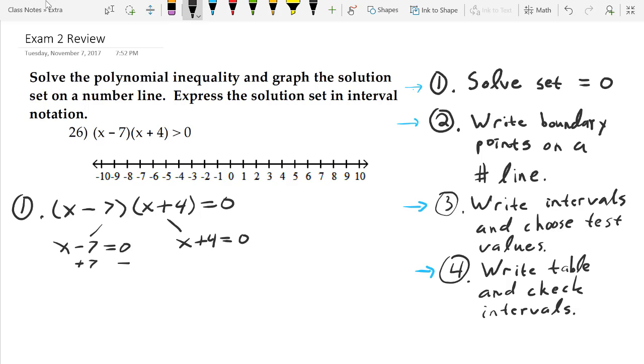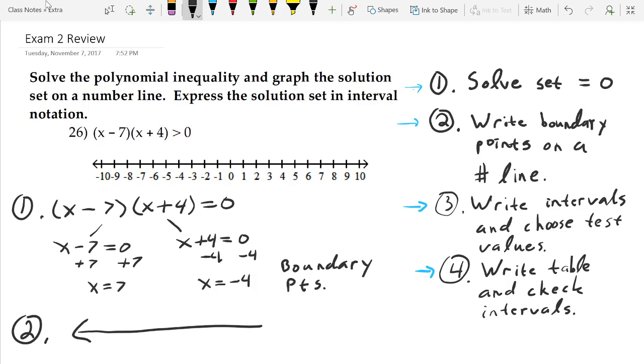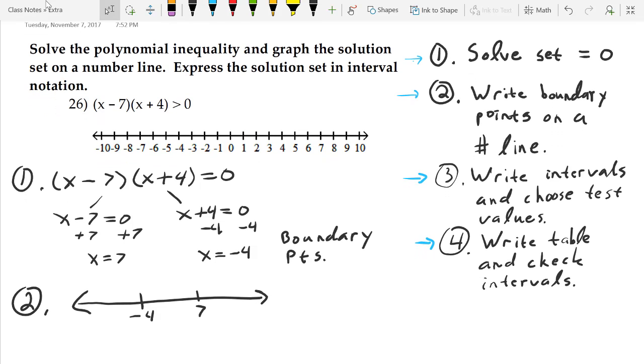Adding 7, we'll have x equal to 7. Subtracting 4, we'll have x equal to negative 4. And again, what I'm calling these solutions are boundary points, which we use in the second step. We'll write these two numbers on a number line. Here, negative 4, and here I'll put 7, just to put them on a number line so that we can see where everything's located.